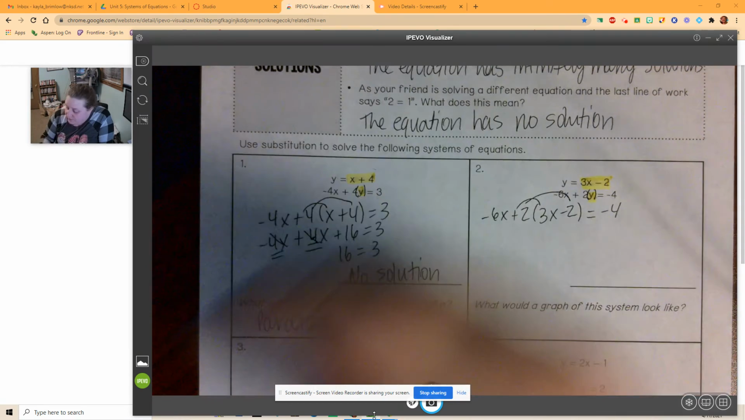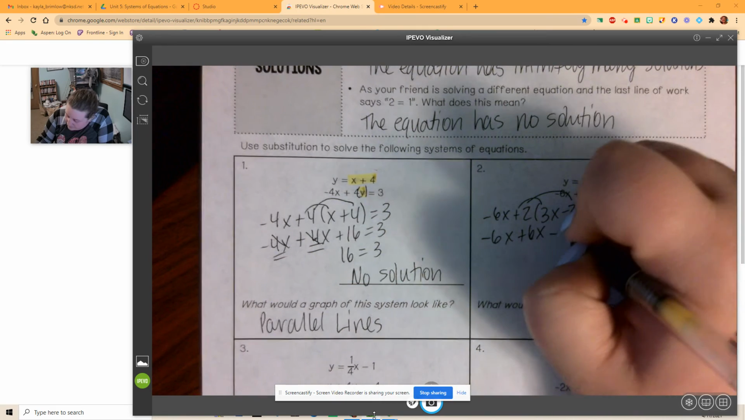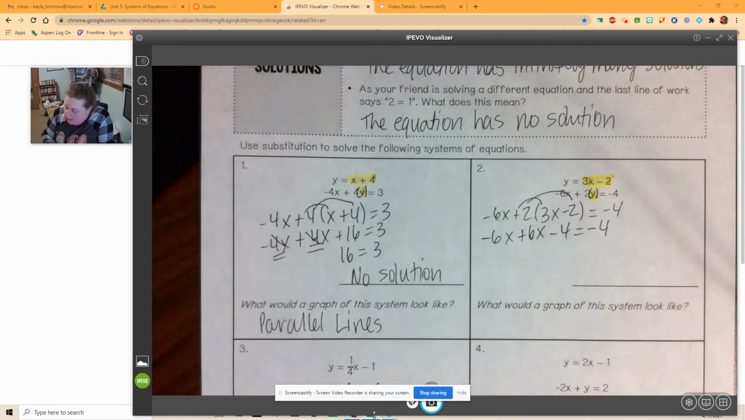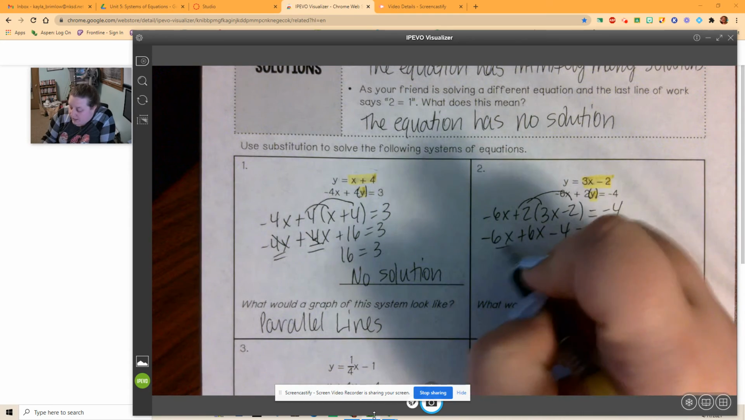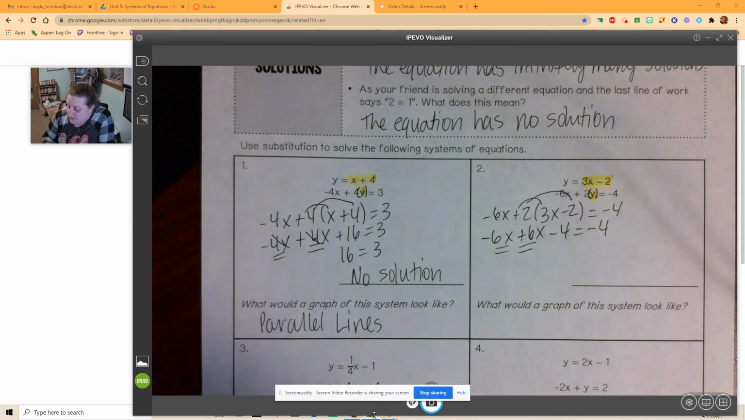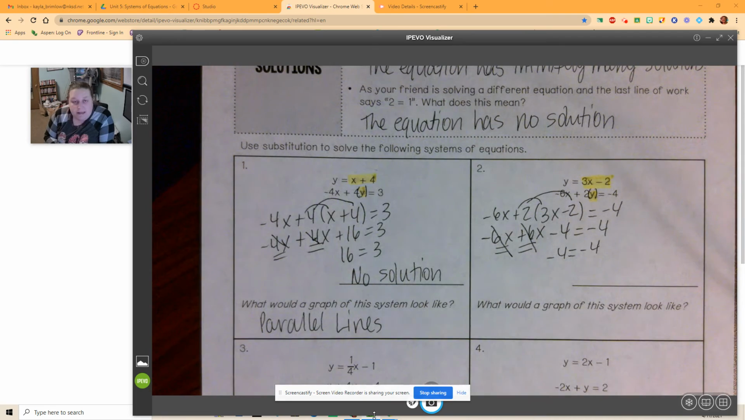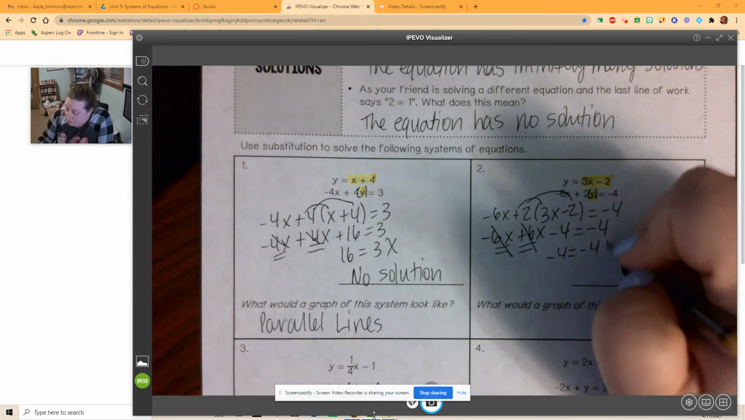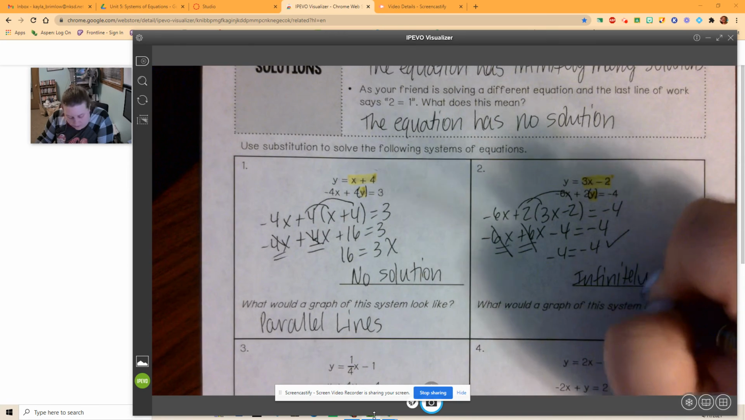So following our steps for solving equations, I'm going to distribute the 2. Okay. And now I'm going to combine like terms if possible, which I can, negative 6x and 6x. Those will zero each other out. They are opposites, leaving me with negative 4 equals negative 4. This is a true statement. The first one was not a true statement. That is not balanced. This one is exactly balanced and always will be. So this has infinitely many solutions.